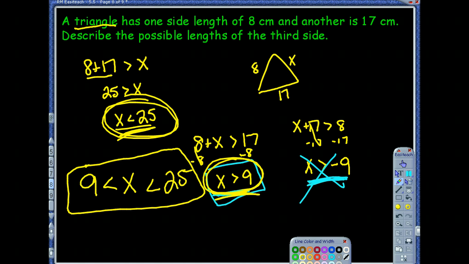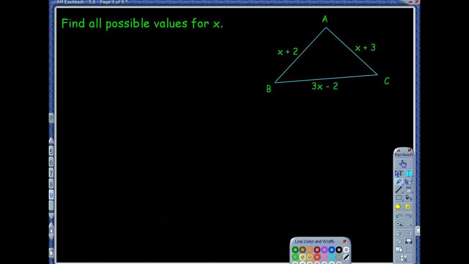That makes sense. So like 10, 11. All of those could work. 13.5, any of those. Notice it says describe the possible lengths. That means that there's more than just one. Okay. And so that's what we're describing. And that description is, I love the fact that we can just use a compound inequality to describe it. All right. Okay, last scenario.